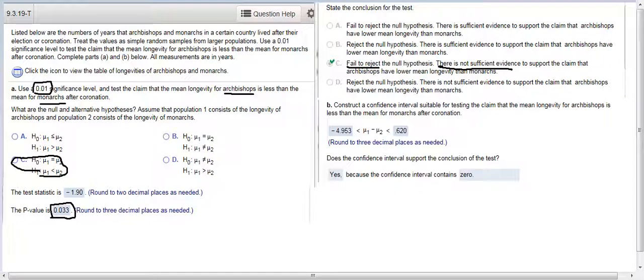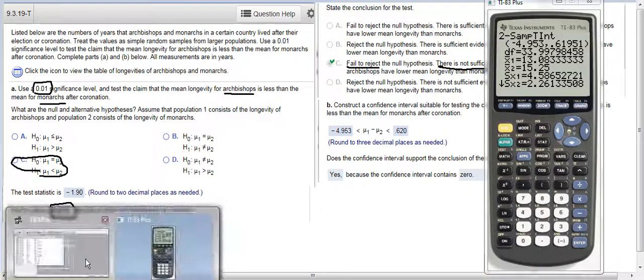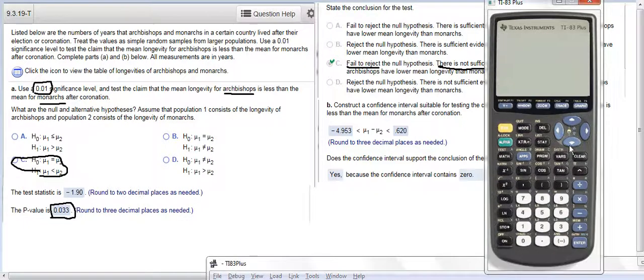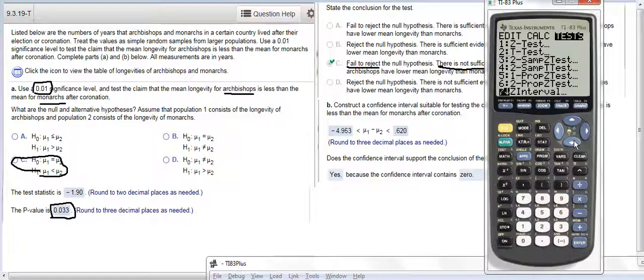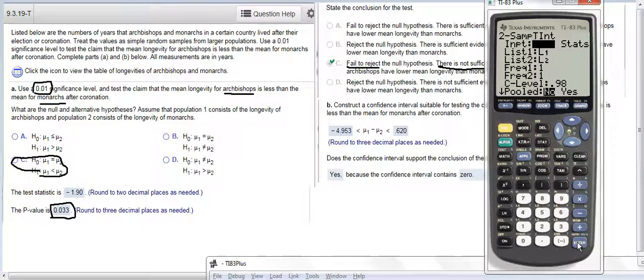The next part wants us to calculate the confidence interval. So we go back into our calculator, do stat, go over to tests, and go all the way down to option 0, two-sample t-interval. We're going to do an interval for this. Again, we use the data we've entered, and the confidence level is the only thing different. We're going to put 0.98.